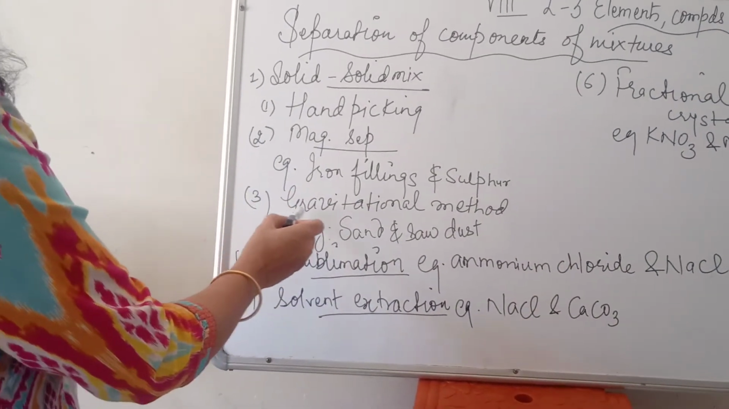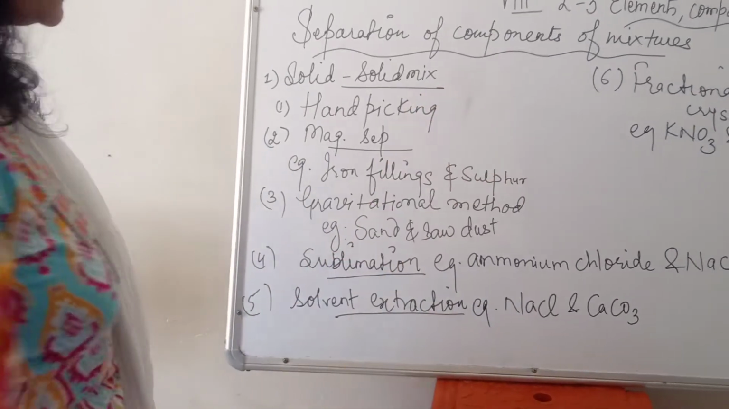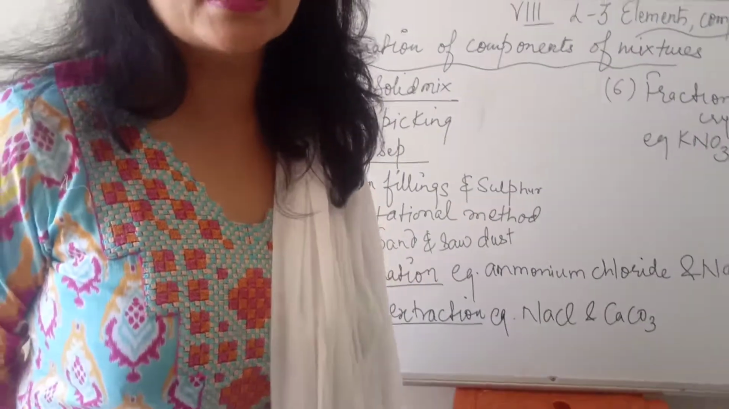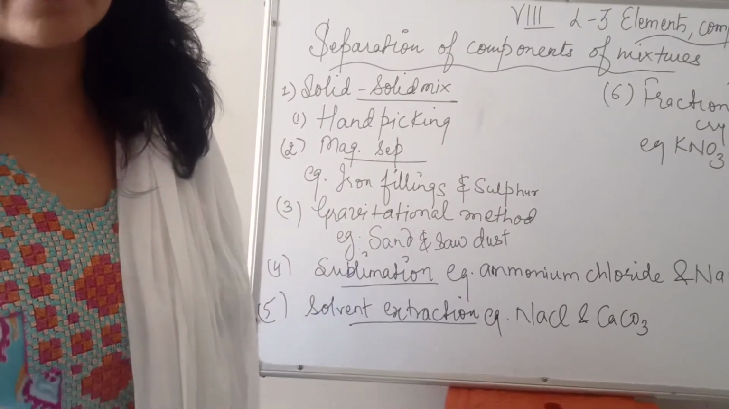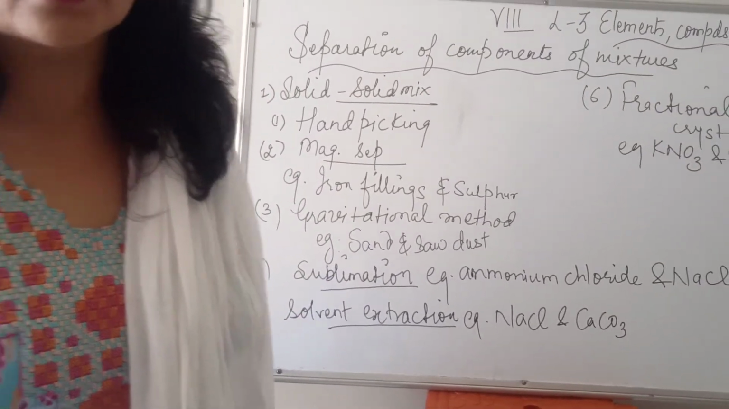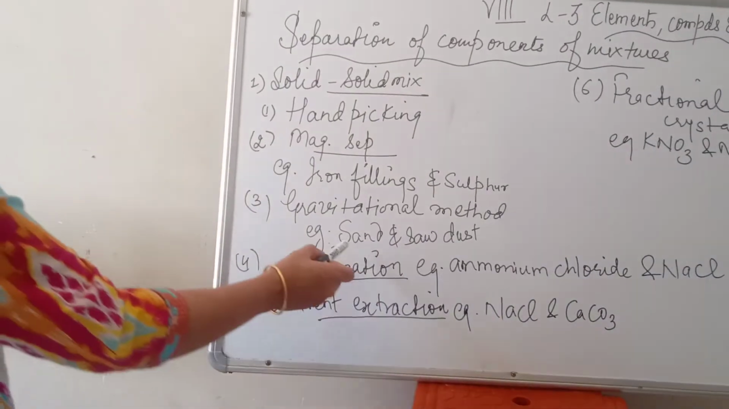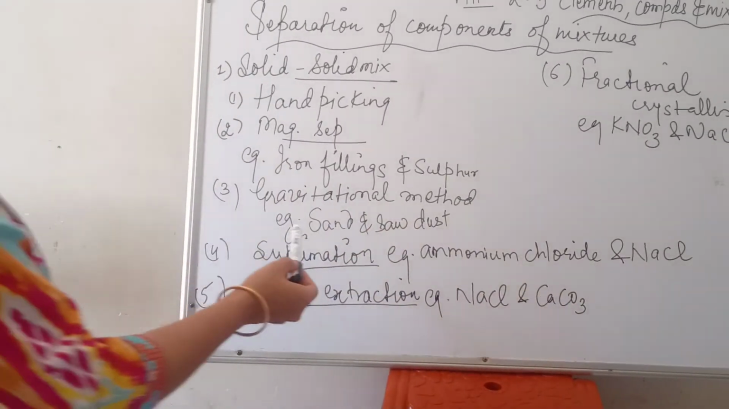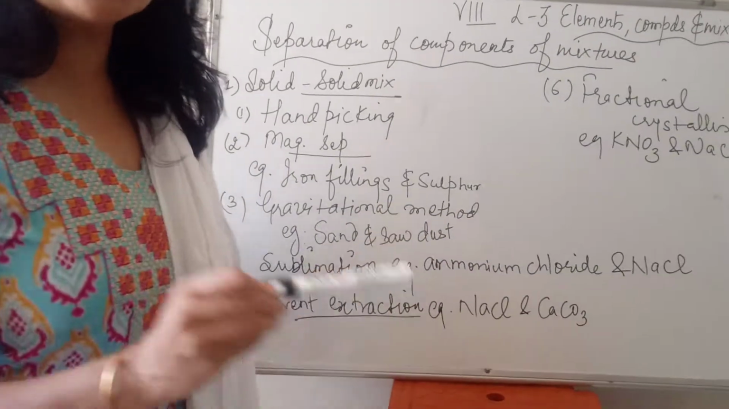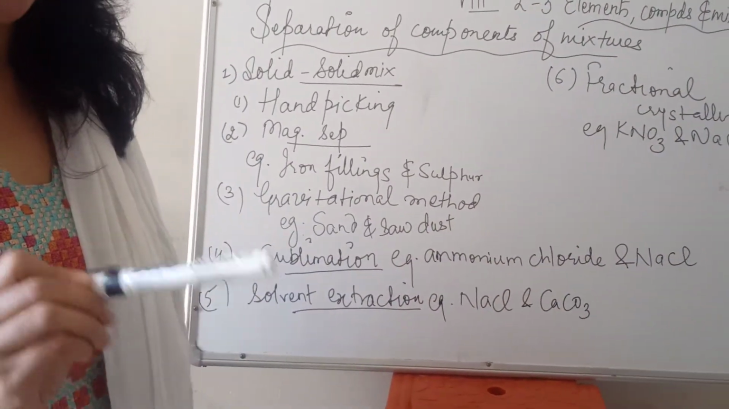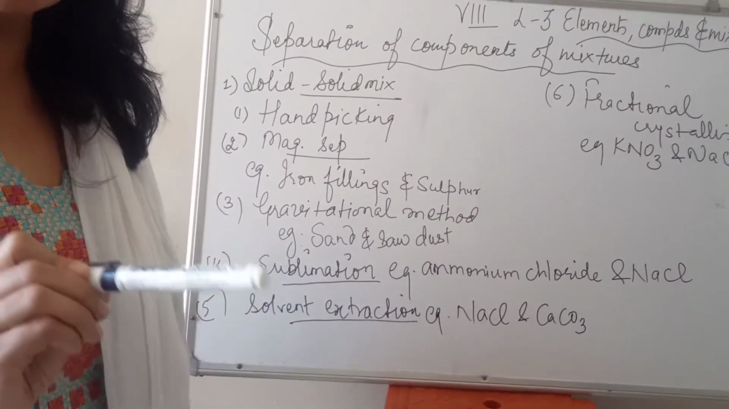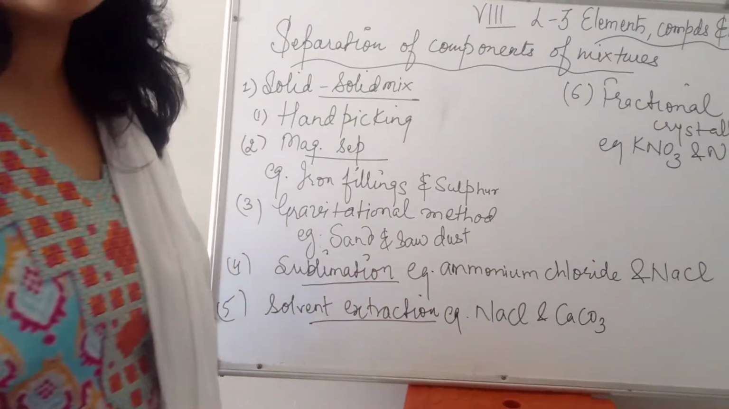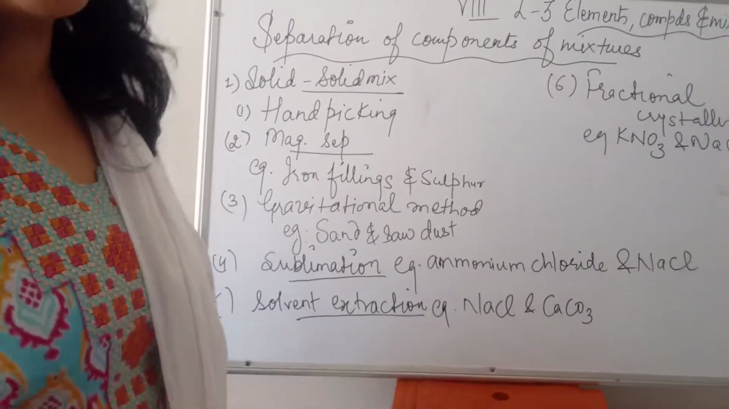And the third type of method is the gravitational method. The gravitational method is based on the fact that one of the components is heavier than water and one is lighter than water, like for example, sand and sawdust. This mixture is added to water. Sand is heavier than water, so it will settle down, and sawdust is lighter than water, so it will float, and in that way we can separate.